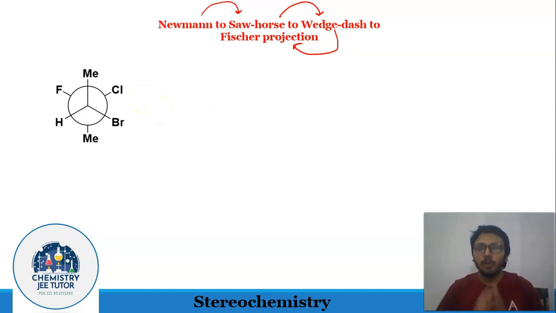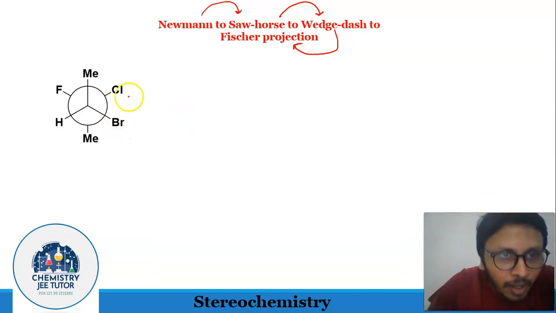Then I'll give you a lot of questions to solve, 5-6 questions. Please, you also solve questions from your book. You can refer to any book and do the questions. Try to solve any projection to any other projection. Take up any projection, try to change it to any other projection. Mostly they give you Newman to Fischer, or sawhorse to Fischer, wedge dash to Fischer. Mostly the end part is Fischer only. But you change it from any to any. If you know these tricks, you can convert any random projection to any random projection. This is the last one.